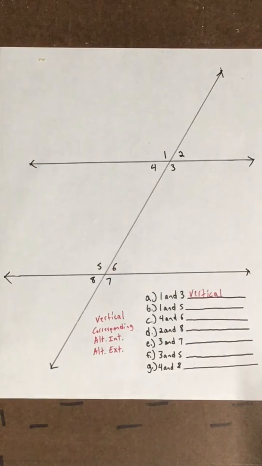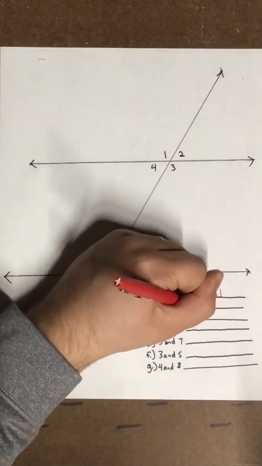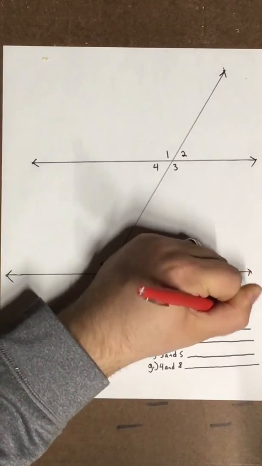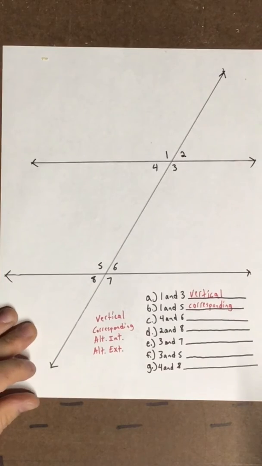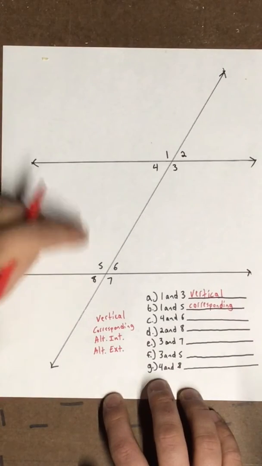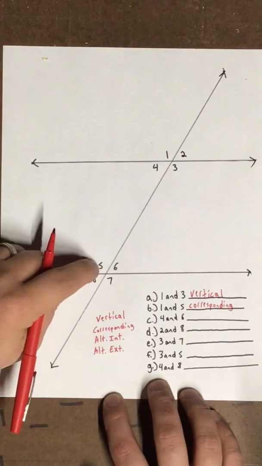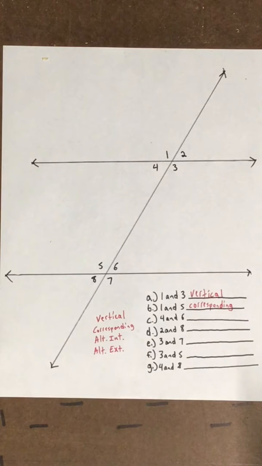I'd like you to go through, see if you can figure out the rest of these in order. One and 5 would be corresponding. 1 and 5 are corresponding because if you think about this line and this line being the same, angle 1 is kind of in the top left, so is angle 5. Those would be corresponding. Try the next one.